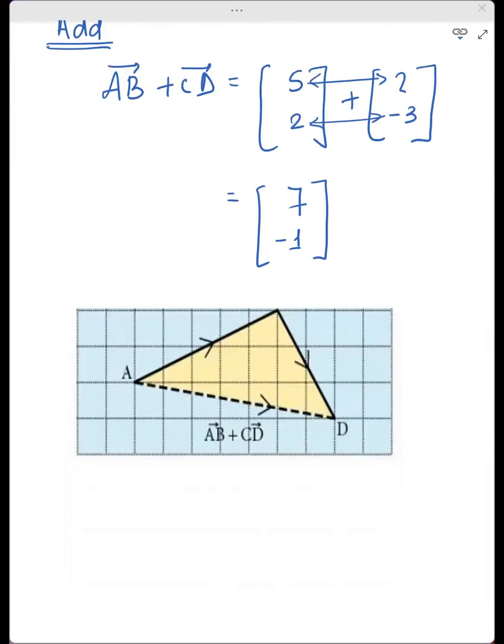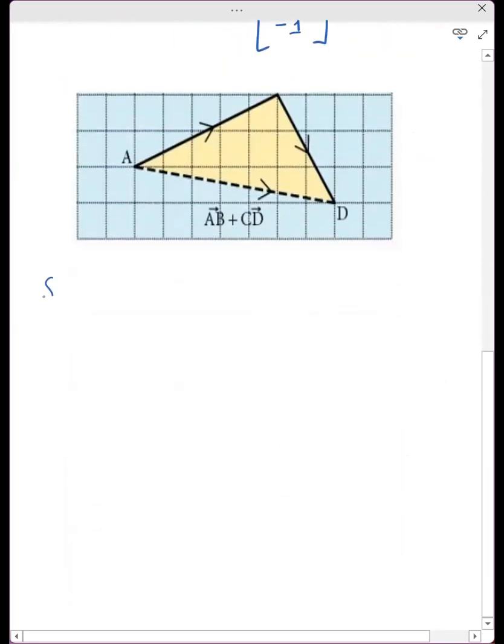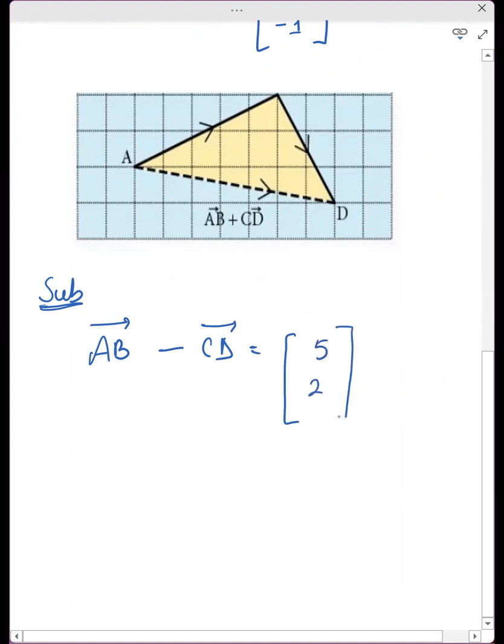In the subtraction, same thing. I'm going to use the same vectors. Now I'm going to do the subtraction, AB minus CD. AB coordinate was 5 and 2. And here it will be negative. CD is 2 and -3.